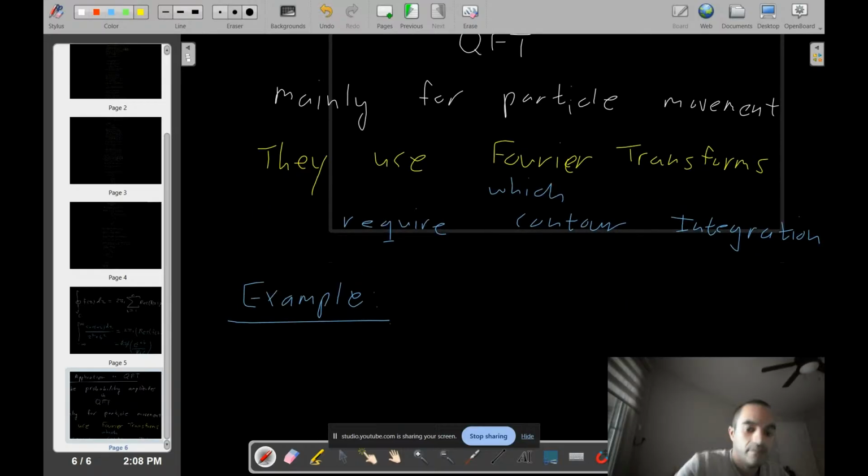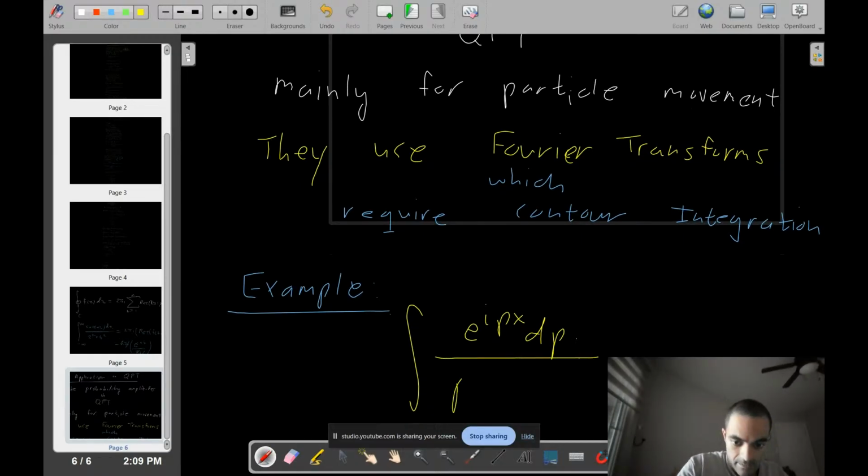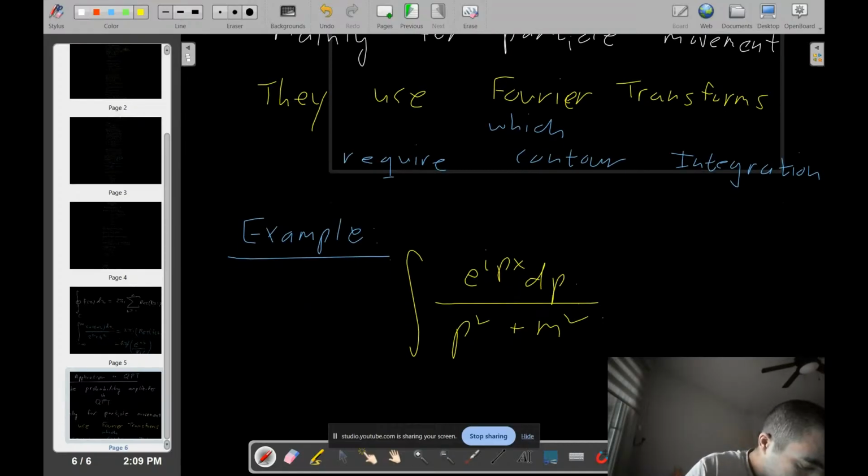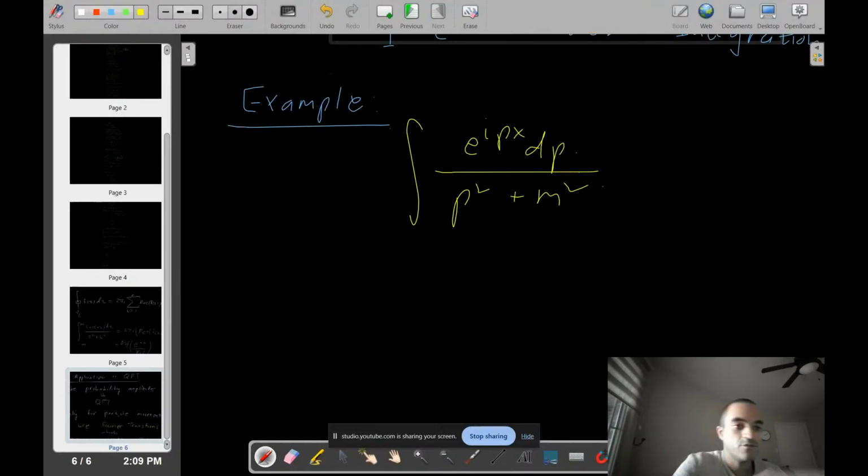You have this integral, e to the i p x dp, not d phi, dp, derivative of the momentum, all over p squared plus m squared. P is momentum, m is mass. Okay, and it's evaluated using a contour, interesting type of contour actually.